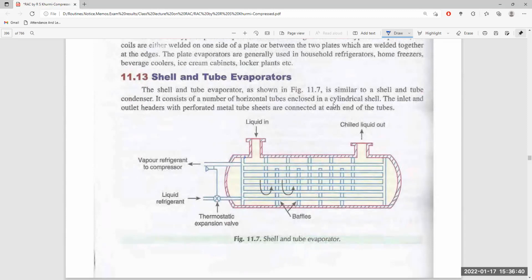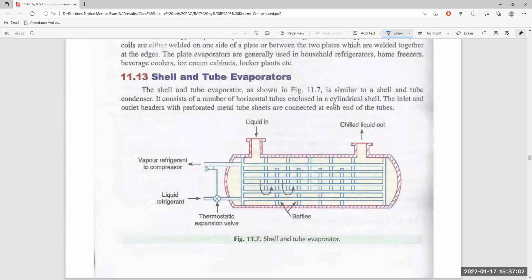So here the liquid to be cooled comes in and is circulated throughout the vapor refrigerant and is cooled by it, as the refrigerant absorbs heat for its evaporation from this liquid. This cooled liquid goes out through here after the proper circulation around the refrigerant.